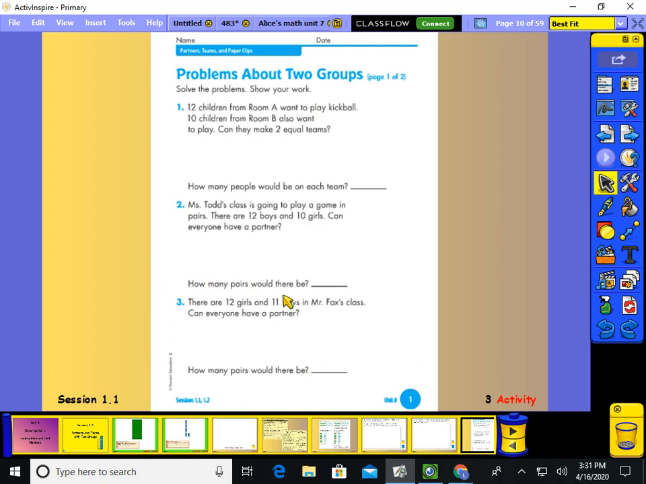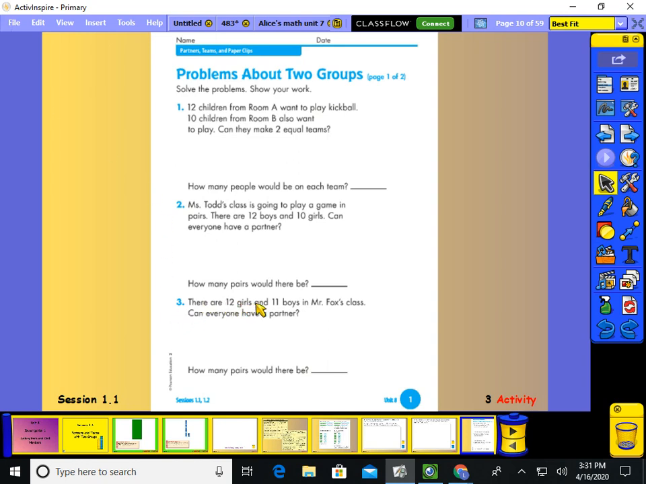This question, how many pairs would there be? Again, it is the same problem, and they could refer to a couple of different ways to answer that. The difference here is if we're referring to teams, they're going to show in their drawing that we had 11 students on one team and 11 students on this team. If we are showing partners, then they will be paired up by twos, and there will be 11 pairs.